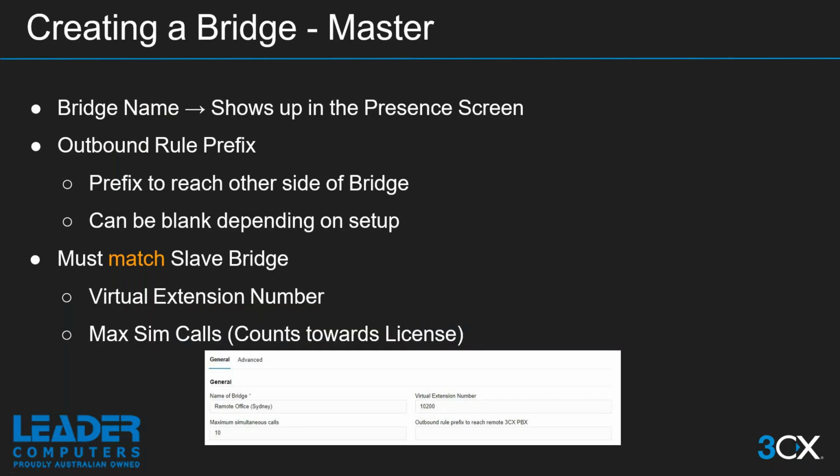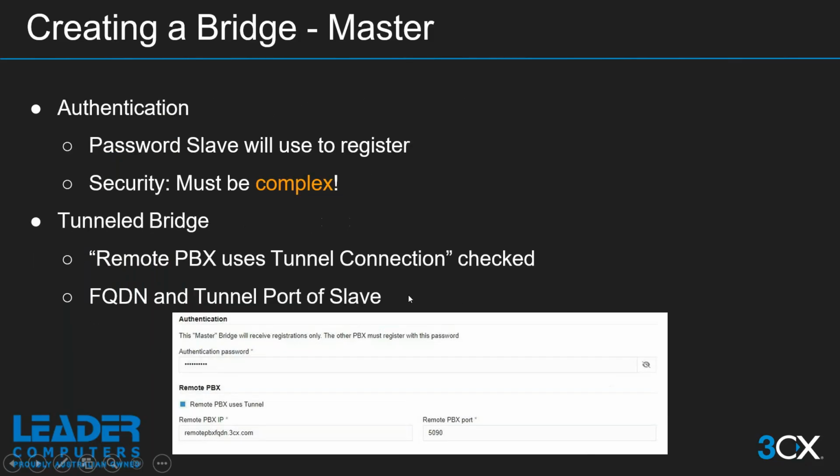And the virtual extension number: as soon as you create a master bridge, it will give you a virtual extension number. You can change it. That needs to match a virtual extension number on the slave bridge. And the maximum simultaneous calls count towards the calls on the license and slave bridges.